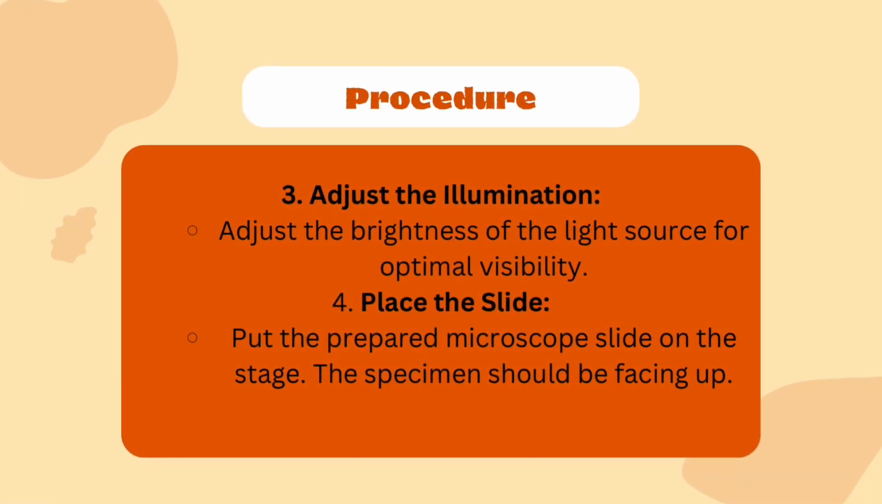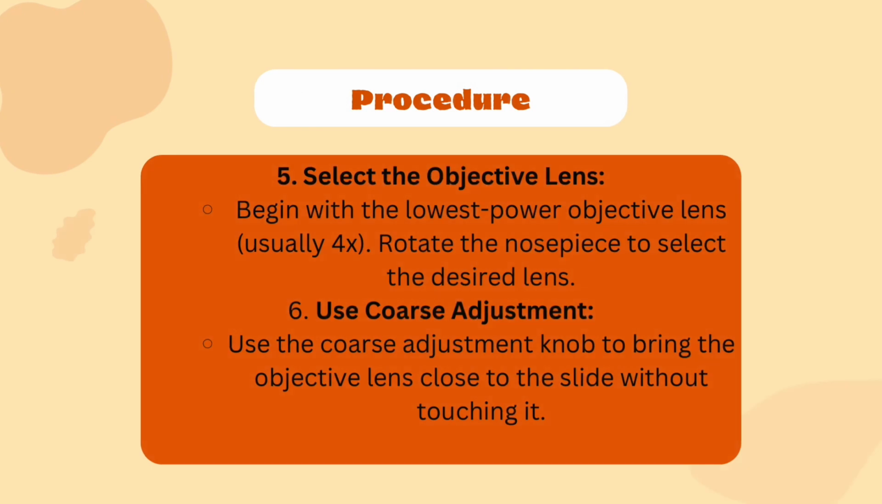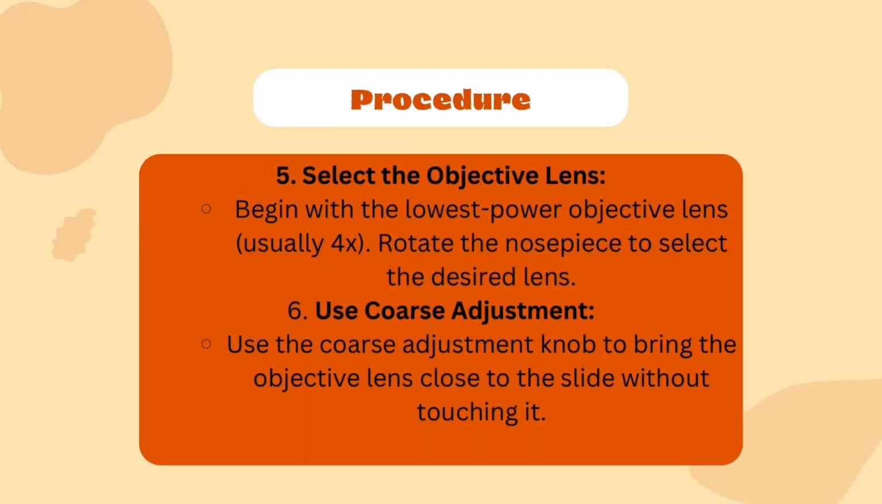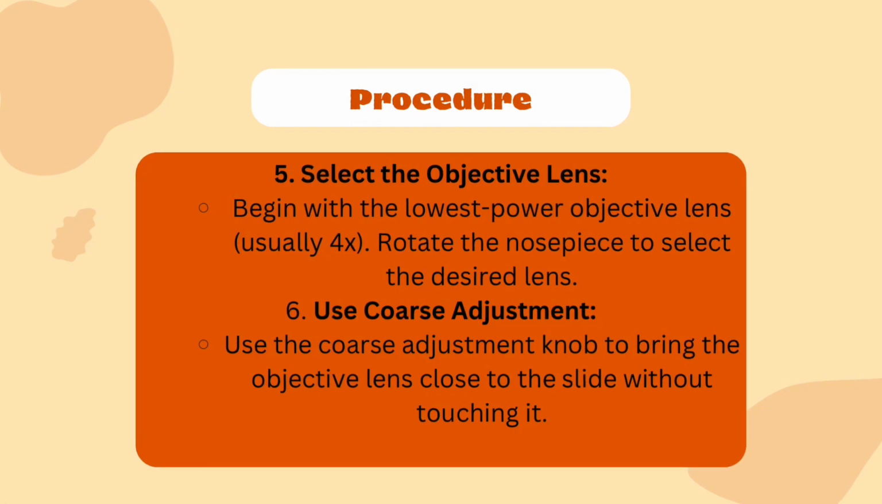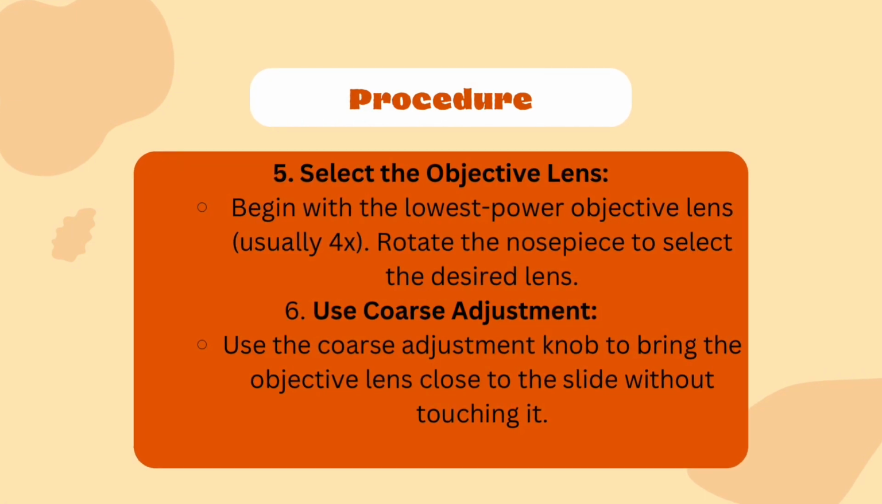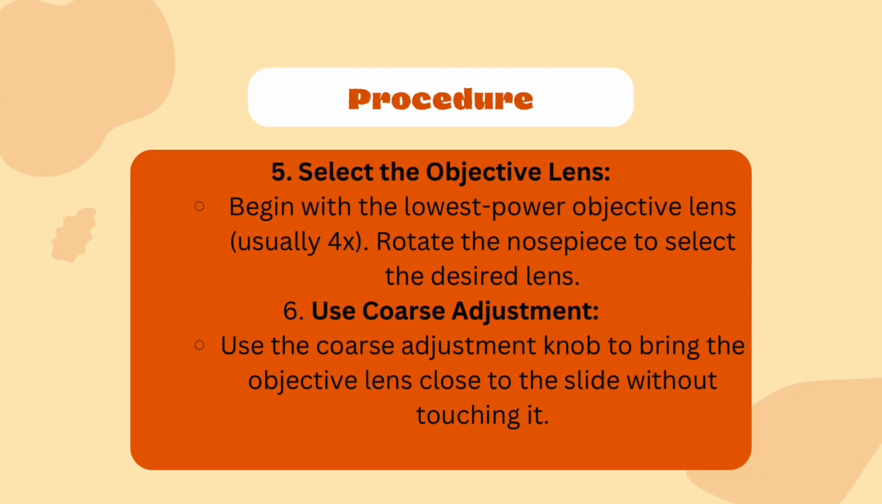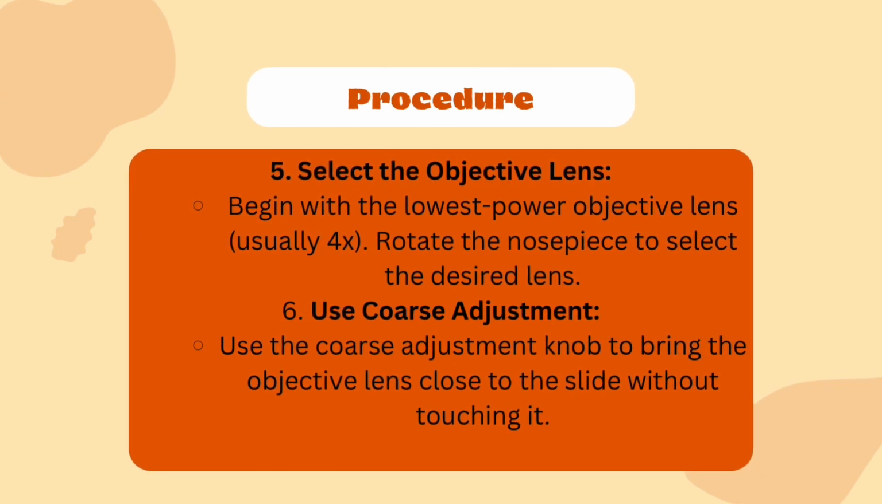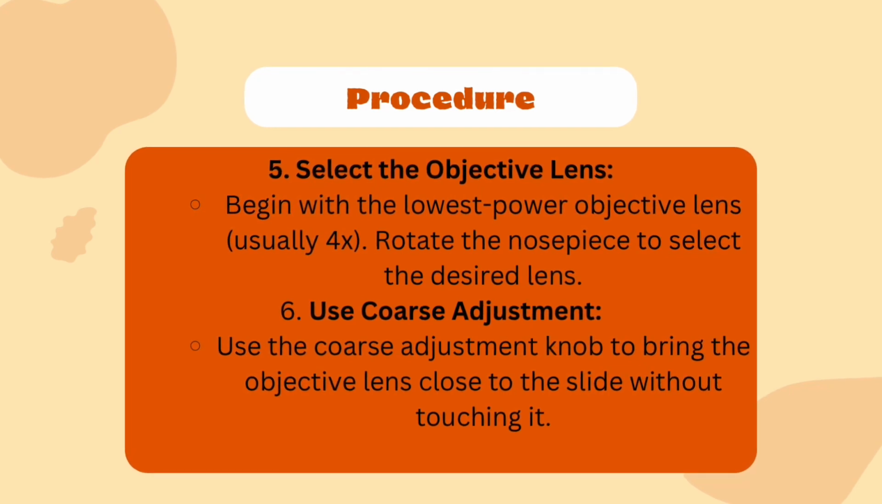Then you place the slide, put the prepared microscope slide on the stage. The specimen should be facing up. Then select the objective lens. This is by bringing the lowest power objective lens, usually 4 times or times 4. Rotate the nosepiece to select the desired lens. Then use the coarse adjustment knob to bring the objective lens close to the slide without touching it.